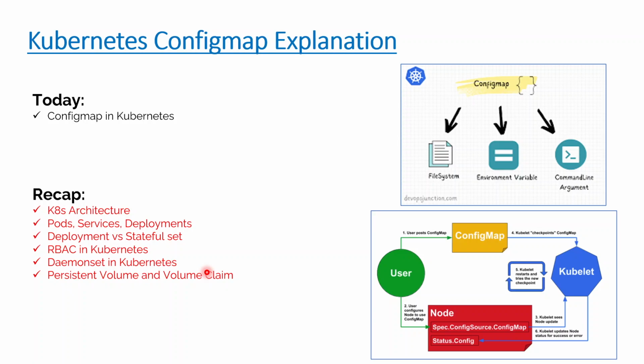Today we'll be discussing what a config map is and a little bit of understanding on secrets also. But yeah, why we use config map in a Kubernetes cluster environment. We'll be explaining with the help of these figures so that it becomes pretty easy to understand.